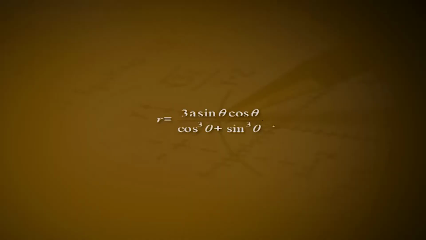On transforming to polar coordinates, we get r is equal to 3a sin theta cos theta divided by cos cube theta plus sin cube theta. Now, r is equal to 0 for theta is equal to 0 and theta is equal to pi by 2.